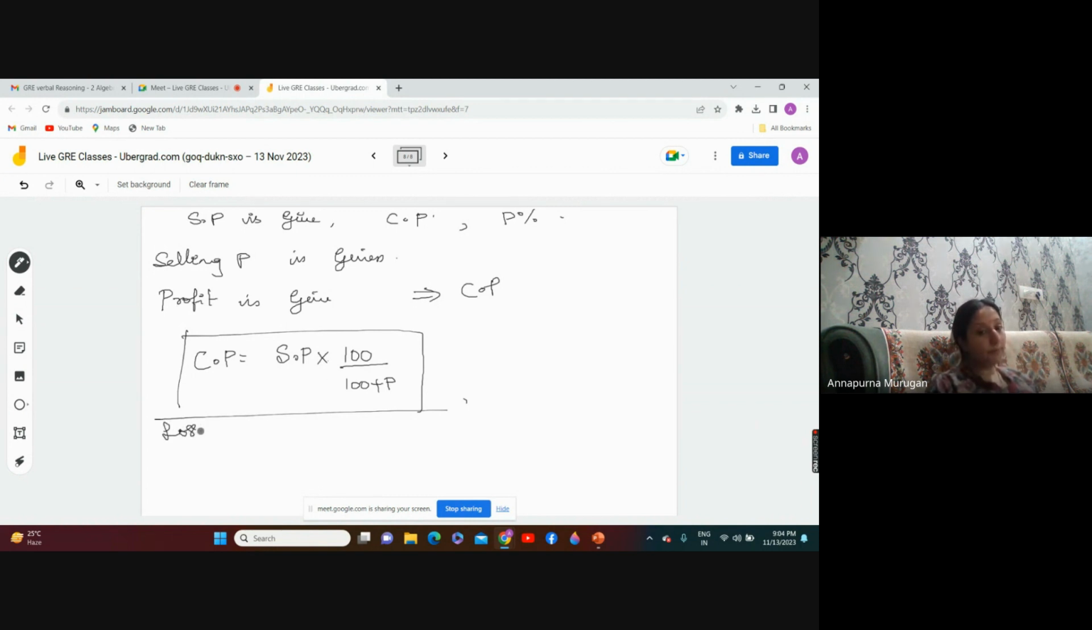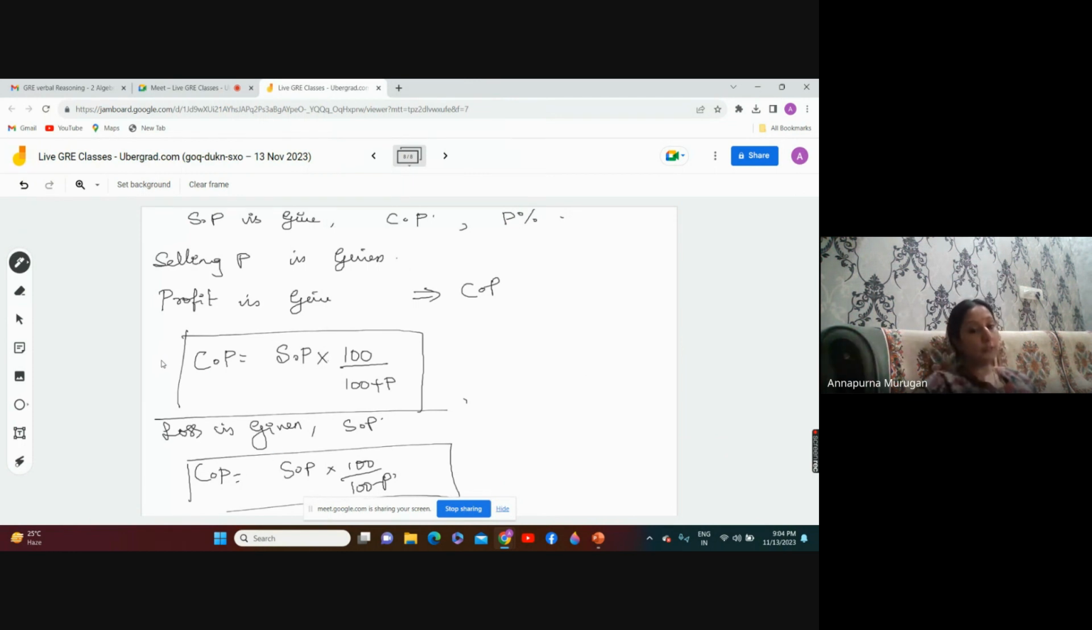When selling price is also given and loss is given, how do you find it? Selling price into 100 divided by 100 minus P. Okay. So these are the two different formulas that we are going to use to find the cost price, whenever the selling price and profit or loss is given. Remember this. It's an easy way of doing the problems where we can save time.